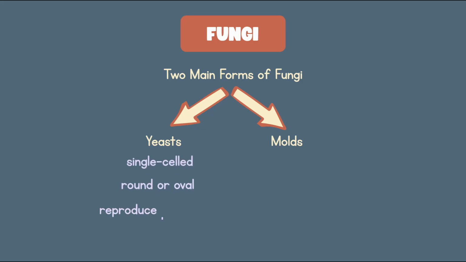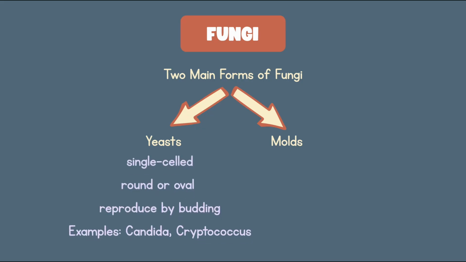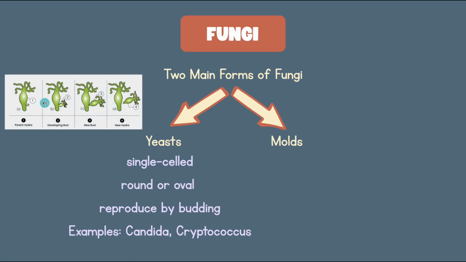Yeasts are single-celled fungi, and they appear round or oval under the microscope. They reproduce by budding, and just to review what budding is, it's basically just when a small outgrowth forms, as we can see here, on the parent cell, and the bud continues to grow until eventually it separates and becomes a new yeast cell. Examples that we have of this are Candida and Cryptococcus.